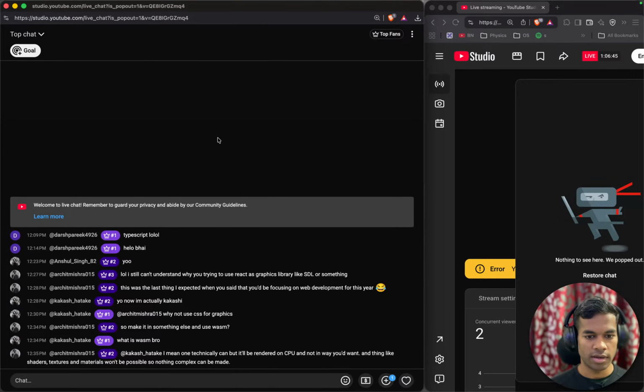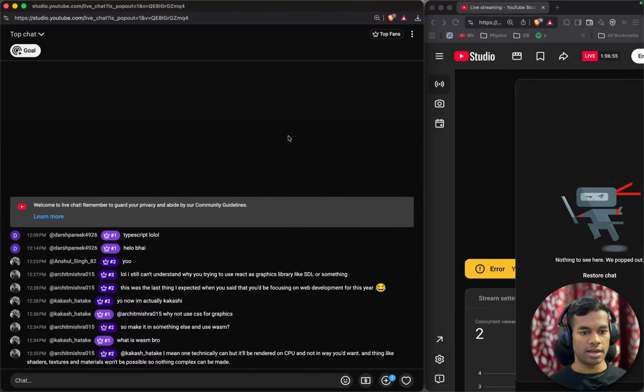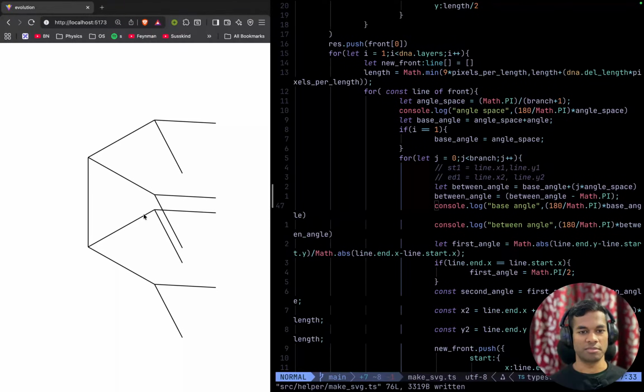I mean, one technically can, but it will be rendered on CPU and not in the way you want. And things like shaders, textures, and materials won't be possible. So nothing complex can be made. I'm making lines. I'm just making lines. So yeah, nothing complex is needed here. Lines are cool.